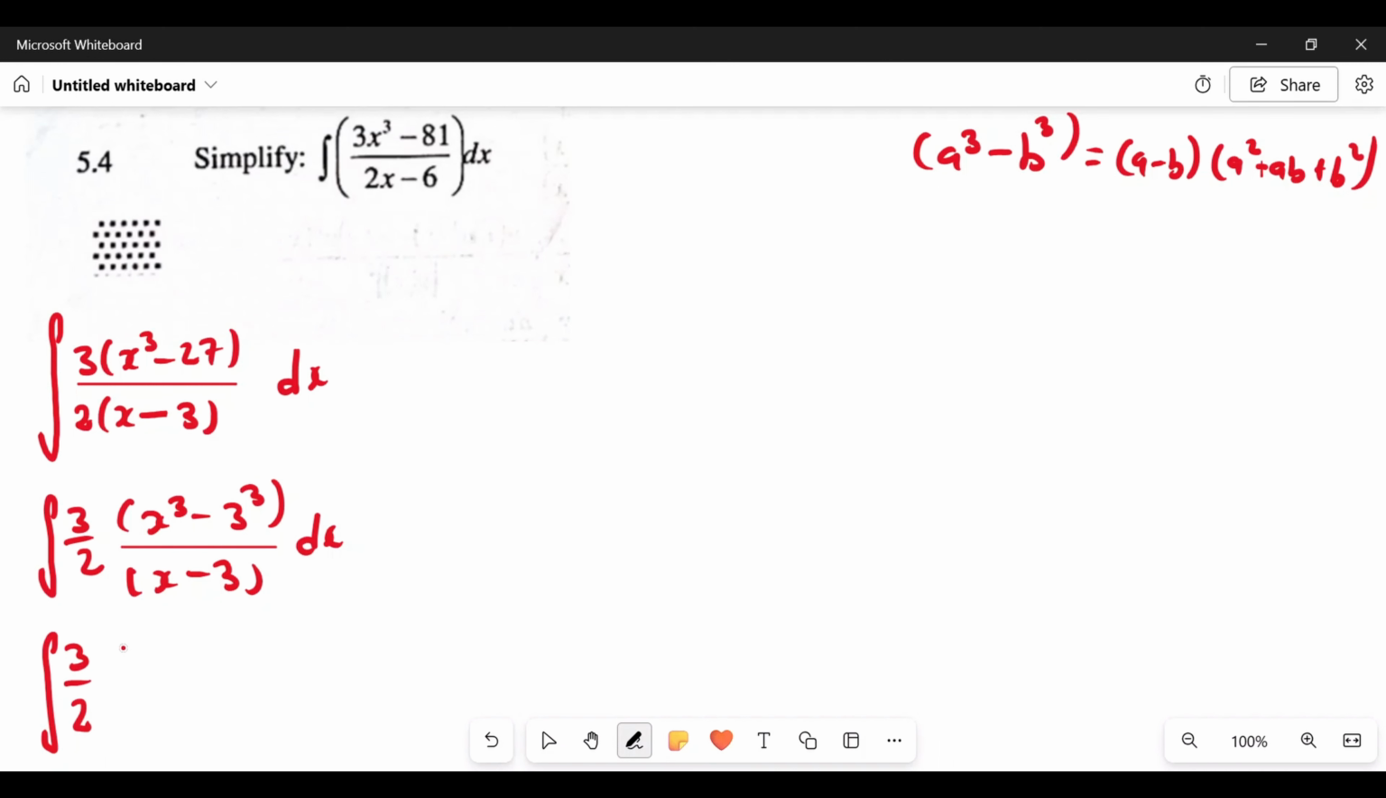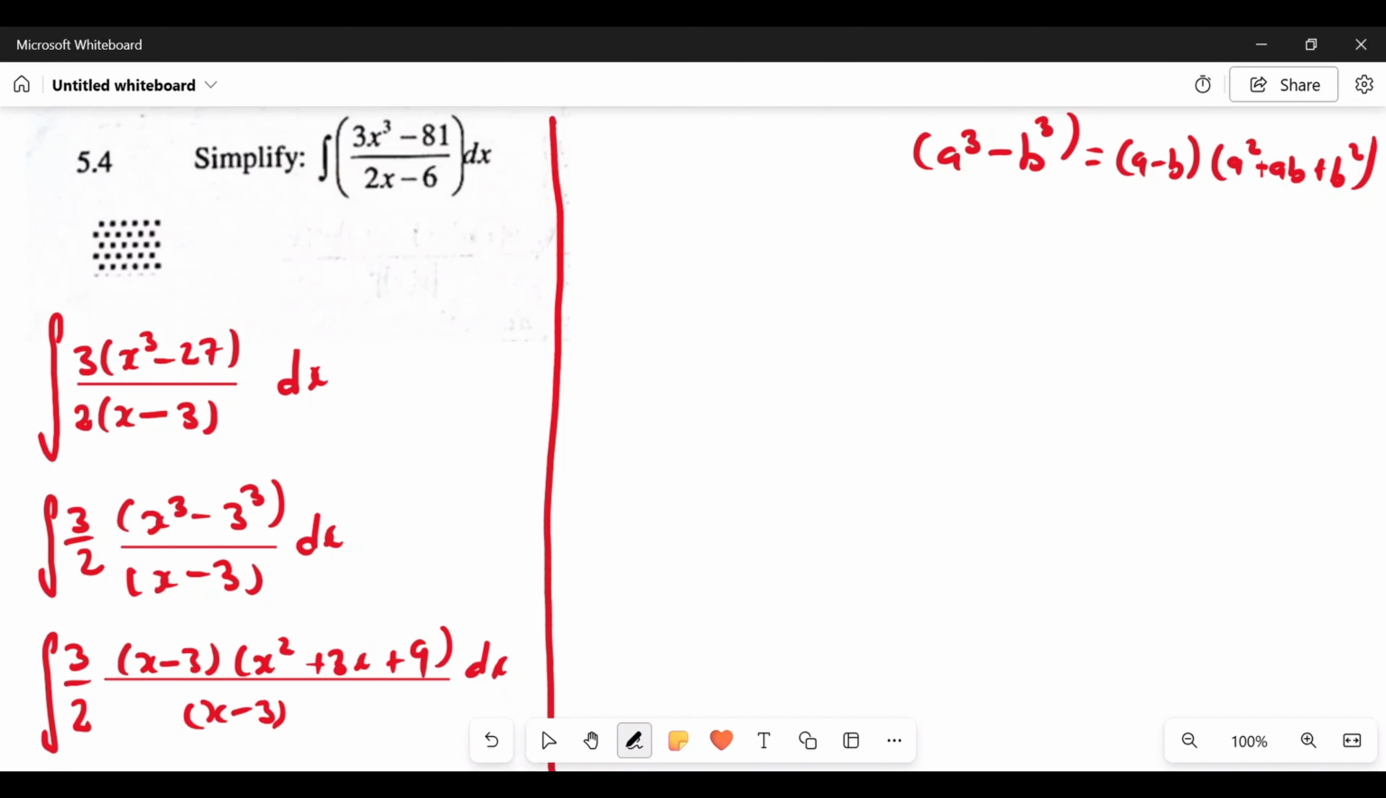So let's do it. So the first bracket, we're going to have x minus 3, and then we expand the second bracket. So we square the first term on the first bracket, then we multiply x and 3 there, which is going to give us 3x. Then we square that 3 there, which is going to give us positive 9. There we go. And then we divide by x minus 3. Let us not forget dx to indicate that we are still integrating.